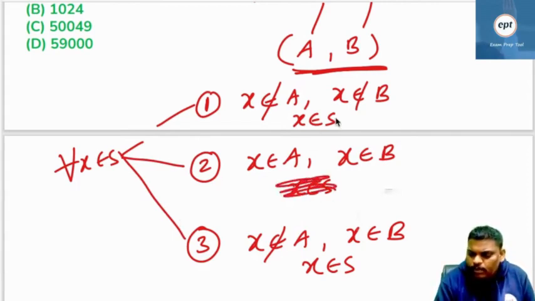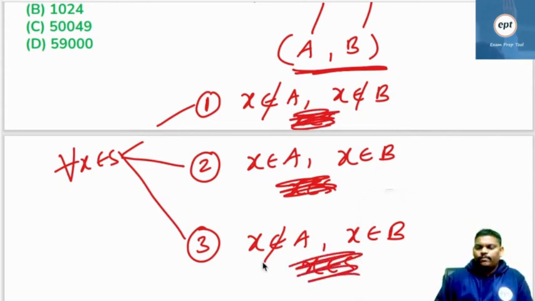For all X belongs to S, one of the possibilities should happen. That X belongs to both, X does not belong to both, or X does not belong to A but belongs to B.